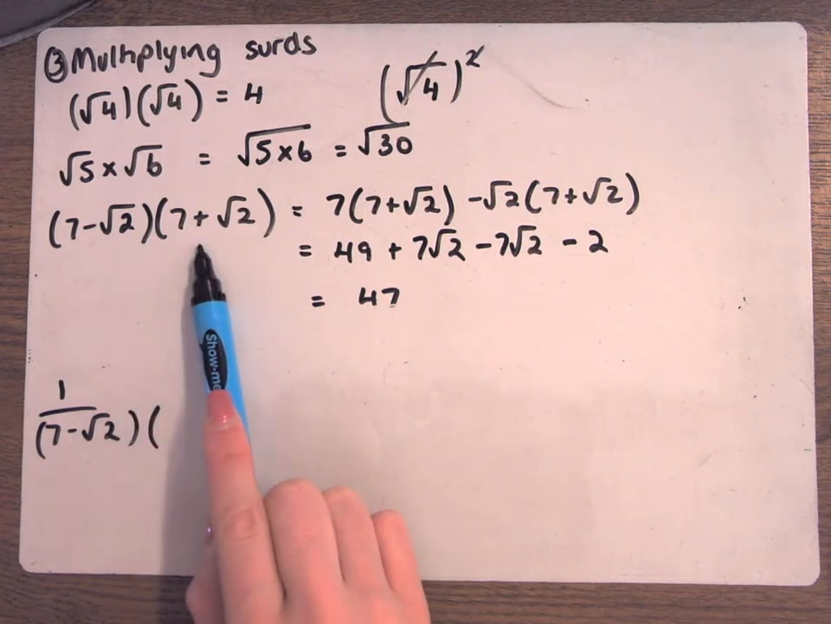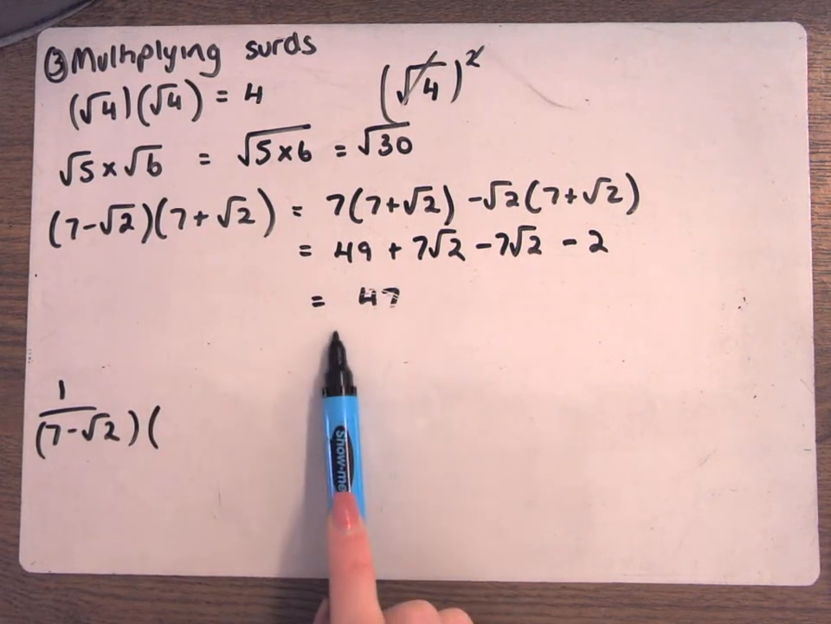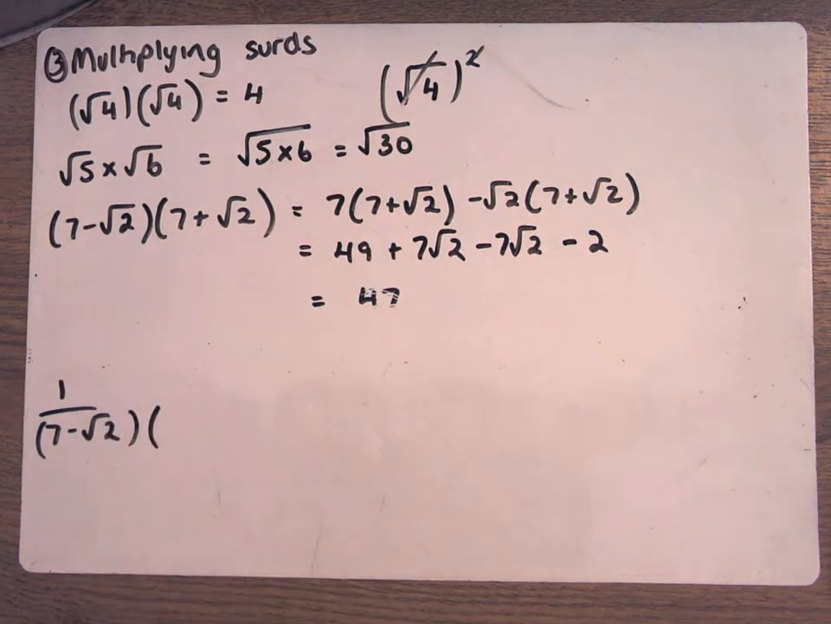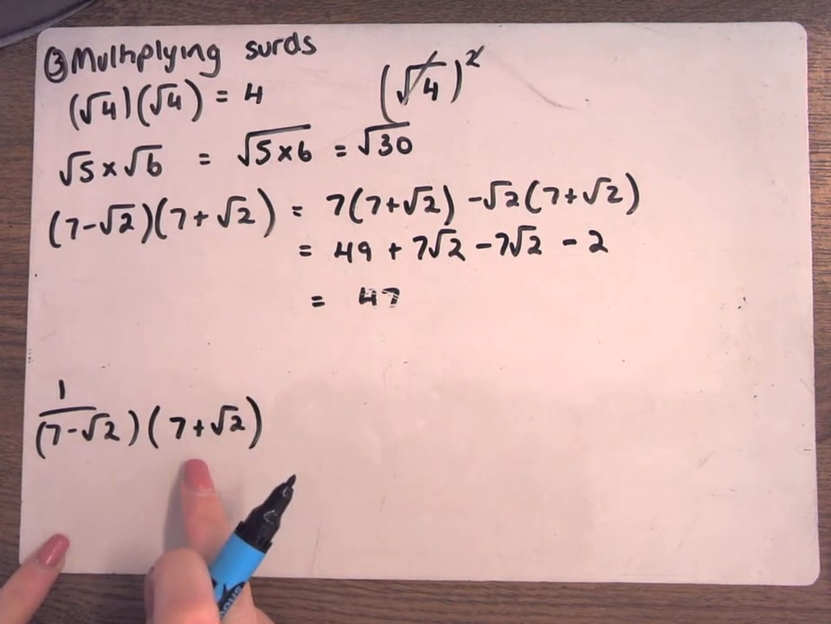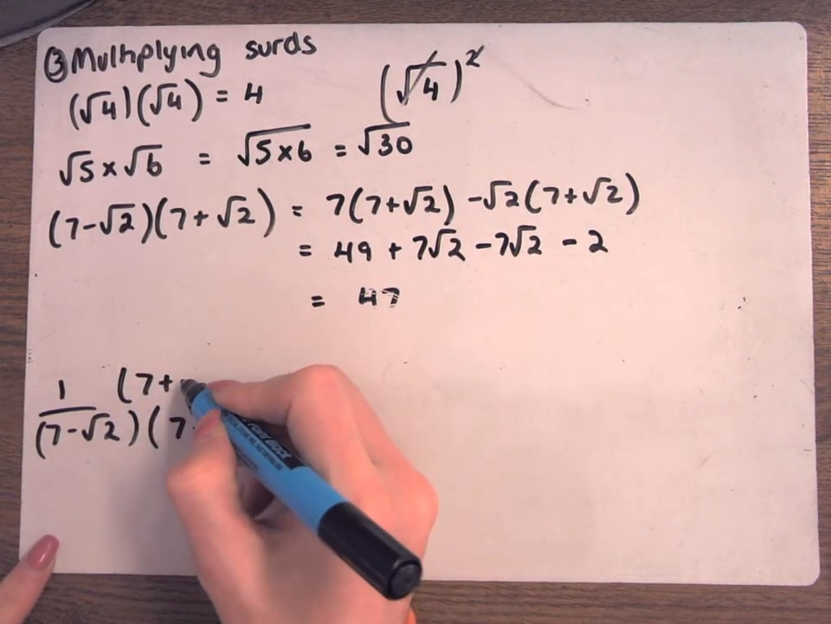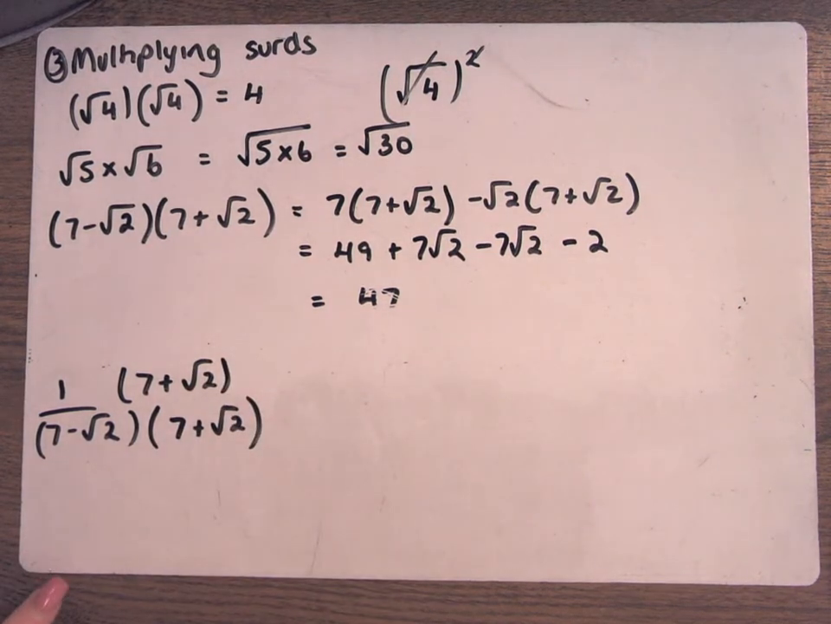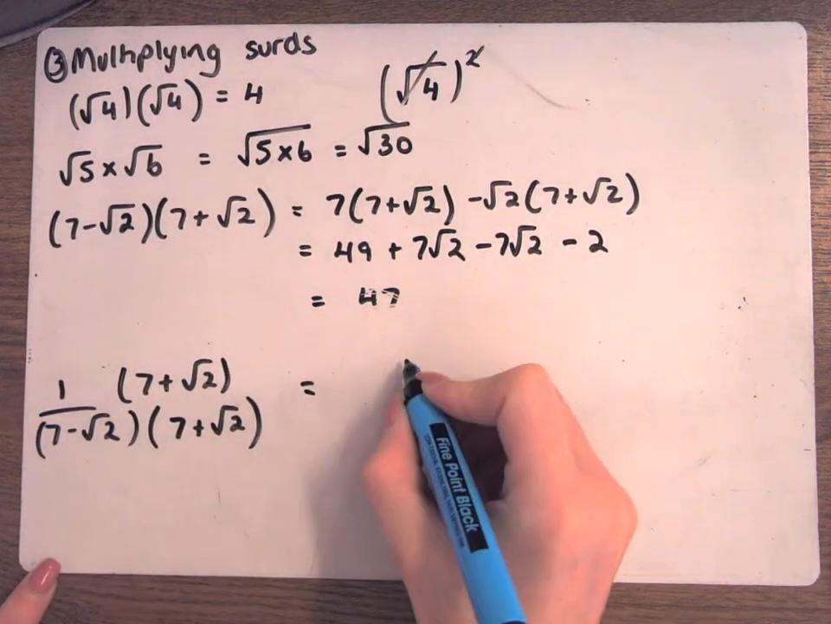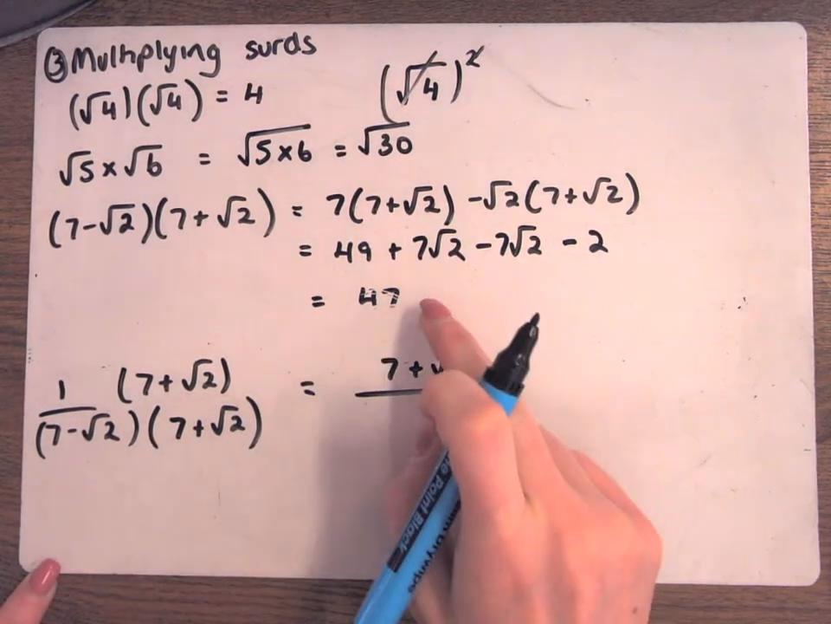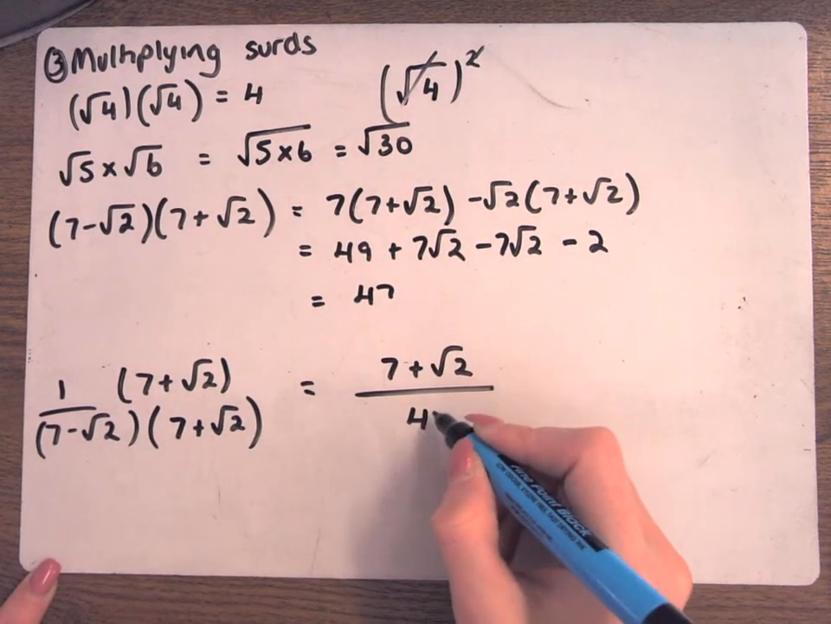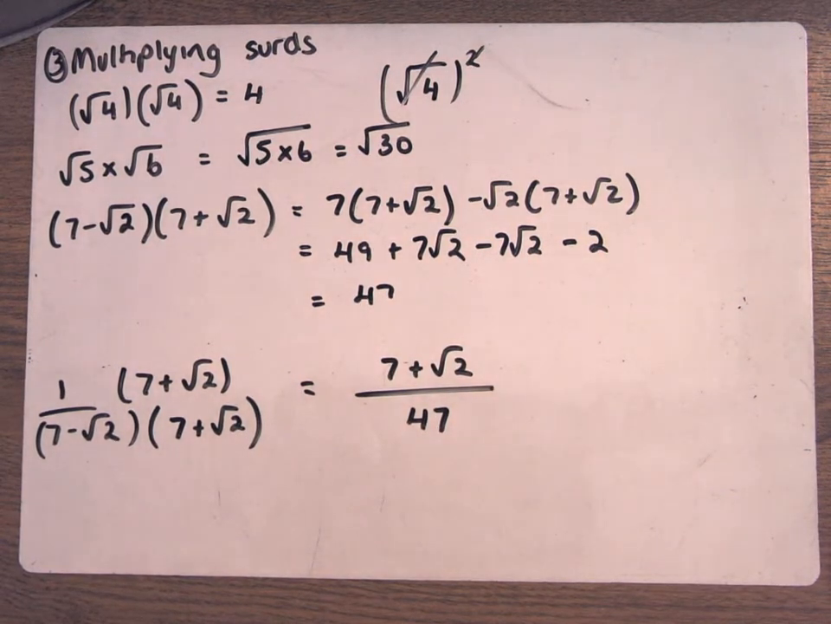What happened here? I got a nice rational number when they had different signs. Okay? So you're going to multiply by the opposite sign. And if I do that on the bottom, I have to do it on the top. So what I'm left with is 7 plus root 2 over, and what was this from here? It was 47. Thankfully, with all of these, we can just throw them into the calculator and check that we're actually doing it right, which is great.